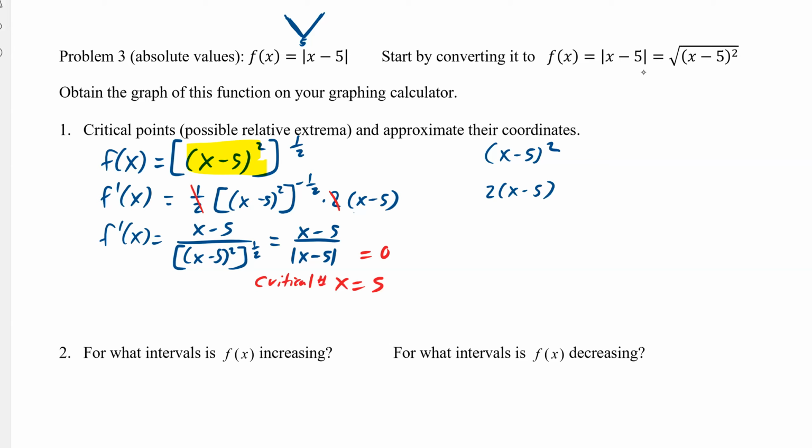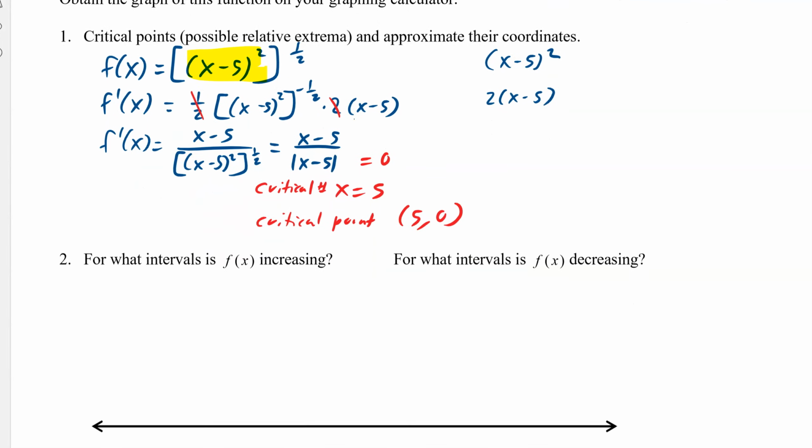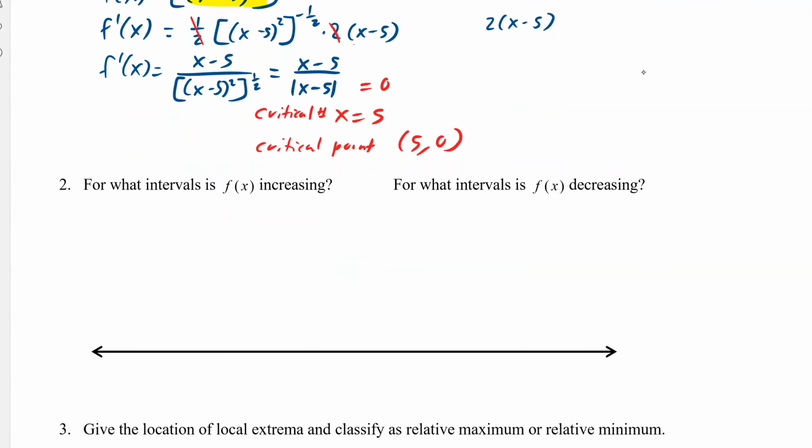And so now we need our critical point. So if we plug 5 into the original function, we end up with 0. So we do have a critical point of (5, 0). So now, on what intervals is it increasing and decreasing? And we already know how this looks.